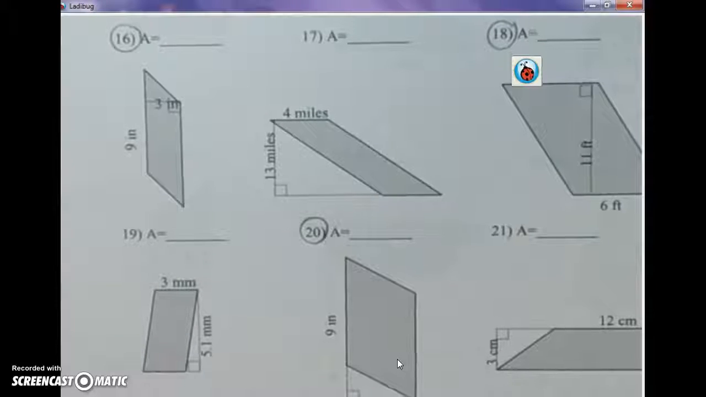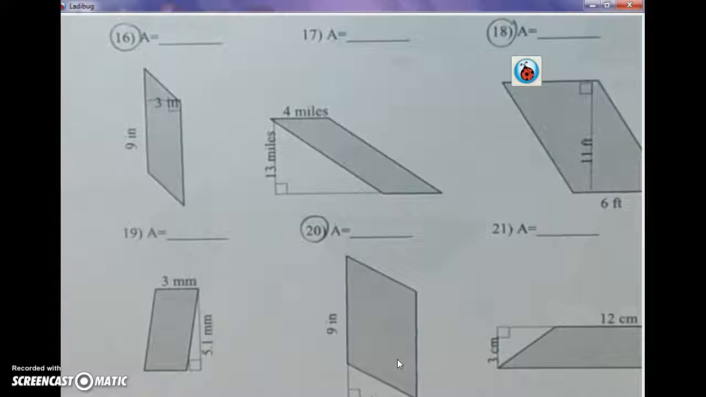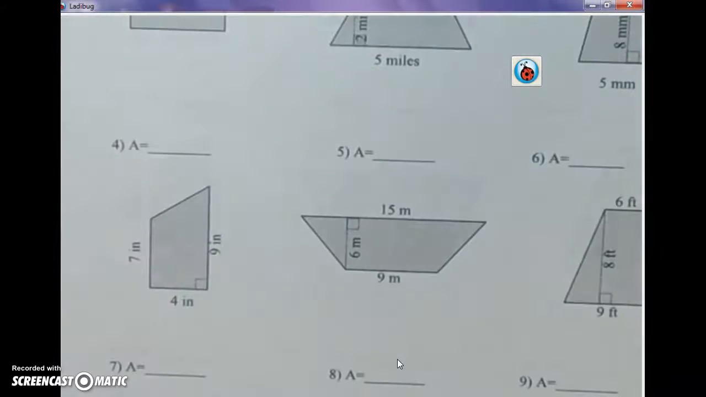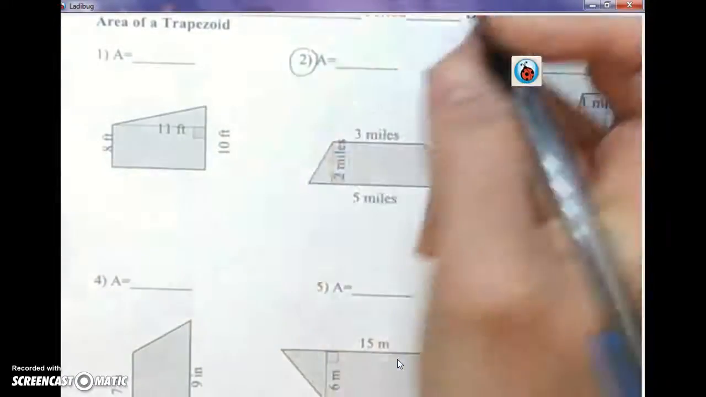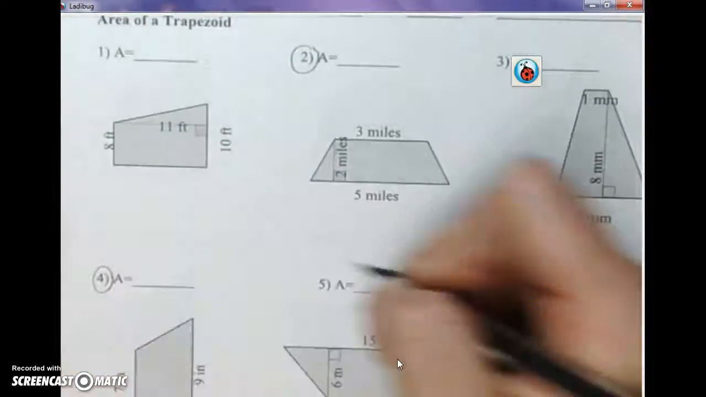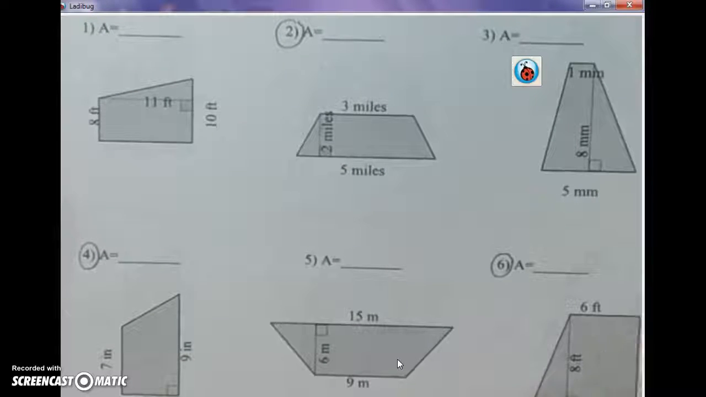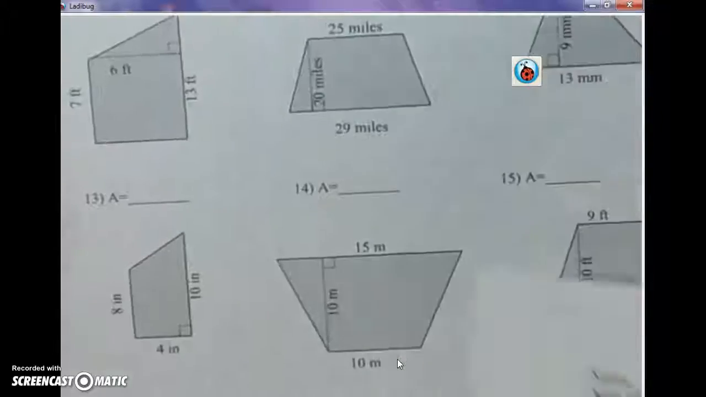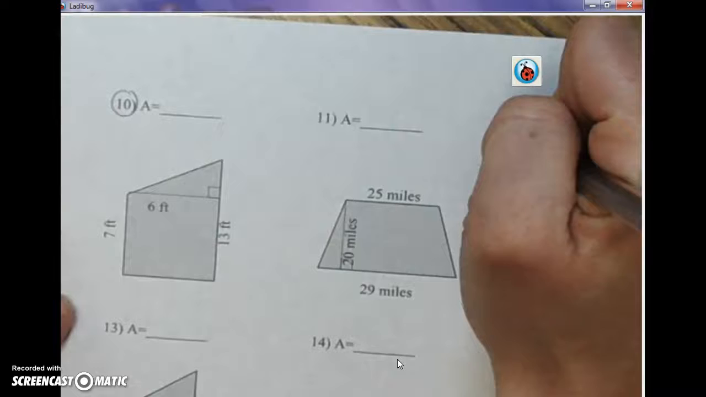If you have a question about the ones that you need to be doing, make sure you ask the sub to go back and replay the screencast. On the trapezoid page, I want you to do 2, 4, 6, 8. Then flip it on the back. I want you to do 10 and 12.